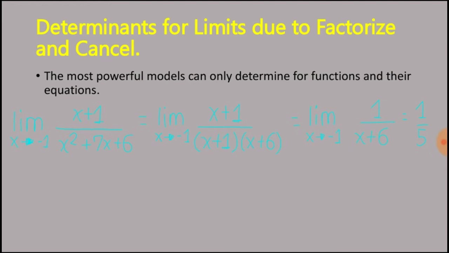Then, here, limit x approaches to -1, 1 over x plus 6, which means -1 plus 6 must be 1 over 5.